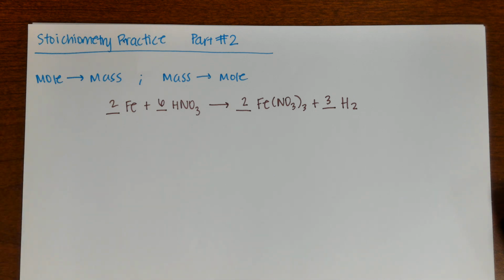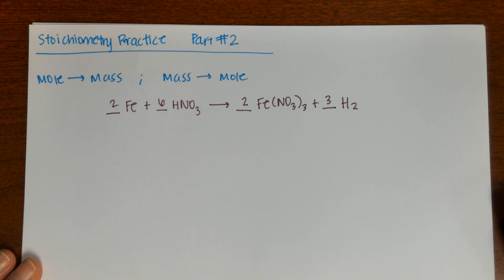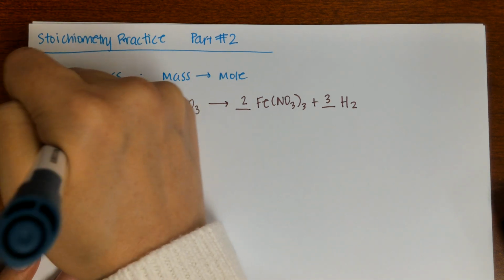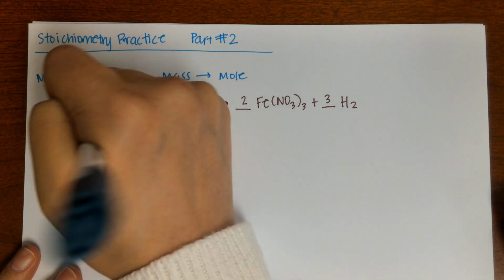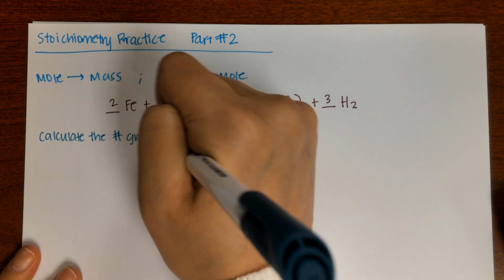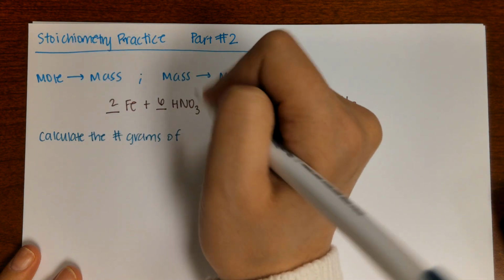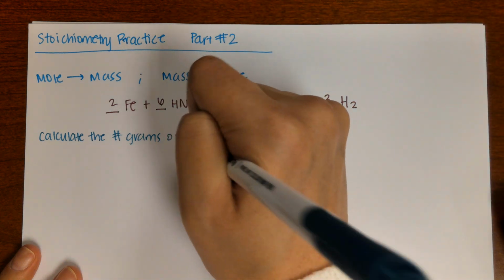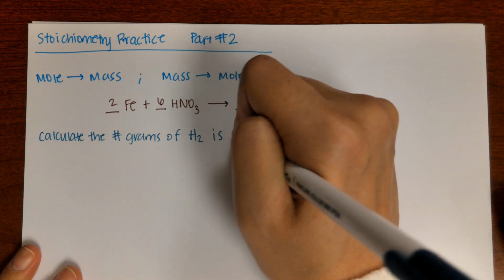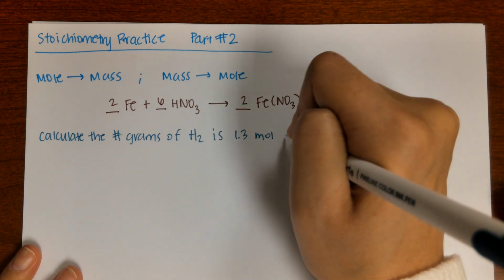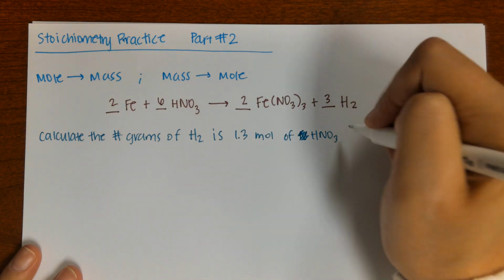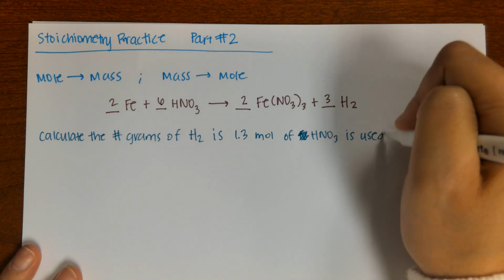So first off with mole to mass, we're going to start off with the given. So calculate the number of grams of H2 if 1.3 moles of nitric acid is used.